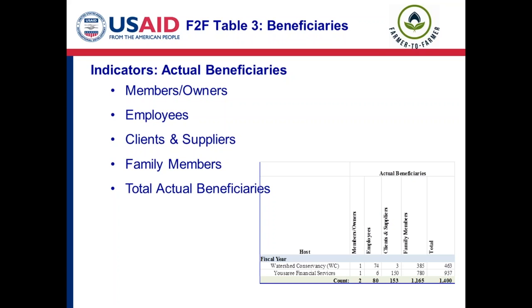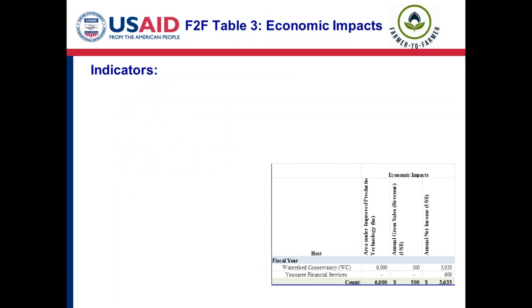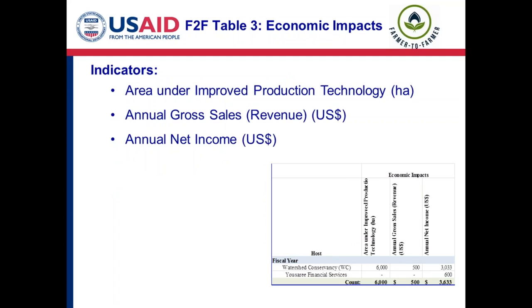Anything else on beneficiaries? Okay. So the economic impacts. I'm going to take these out of order a little bit. So gross sales and net income work together really well, and there's basically no change in the indicator between what you report in Table 2 and Table 3. It's 1-to-1. It's actually the same indicator.